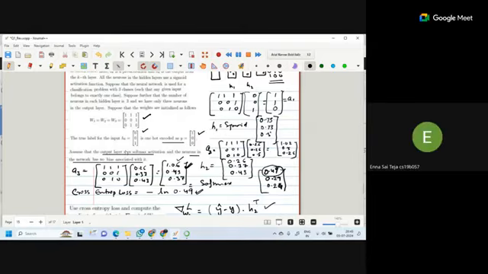Sir, where can we find the previous year papers? Previous year papers, I'm also not sure. I got one paper, the last one. There are some links in your student WhatsApp groups. I will post it right here. Yeah, sure.